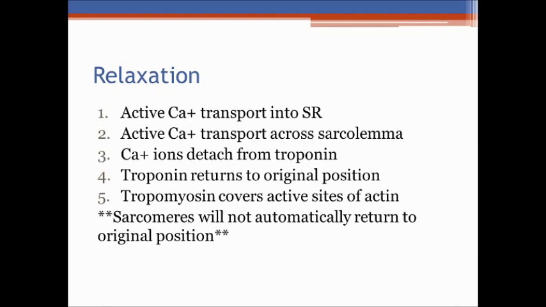So what happens when muscles start to relax, come out of this contraction phase? There is active calcium transport into the sarcoplasmic reticulum, and then there's also active calcium transport across the sarcolemma. Calcium ions will detach from troponin. So remember, they're the key. Troponin is the lock. If they're detaching, the key's coming out of the lock. Troponin returns to its original position, and tropomyosin can cover the active sites of actin. But upon relaxation, sarcomeres will not automatically return to their original position. It will take a little bit of time.